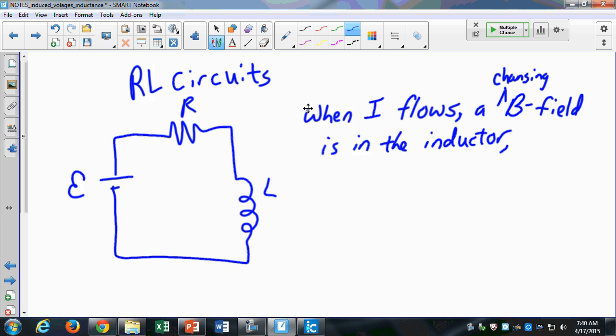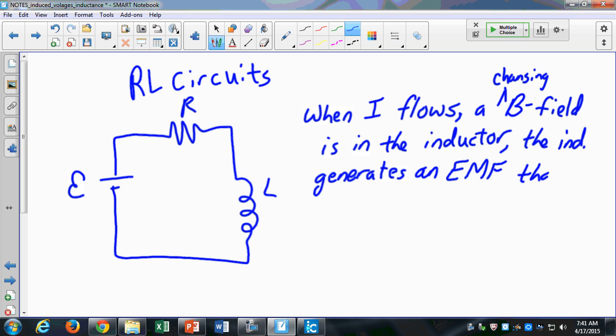And as a result, the inductor generates an EMF. That is, it's like a source of voltage that is opposite the EMF of the battery.